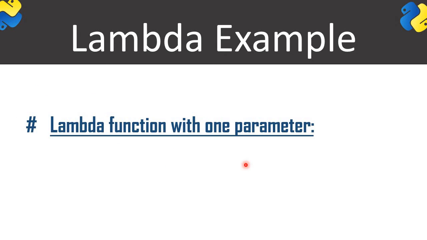Now let's see an example of this. Here is an example of a lambda function with one parameter. Here we have written the lambda keyword, then this x will be called our parameter, colon, and this is our expression, x power 2.